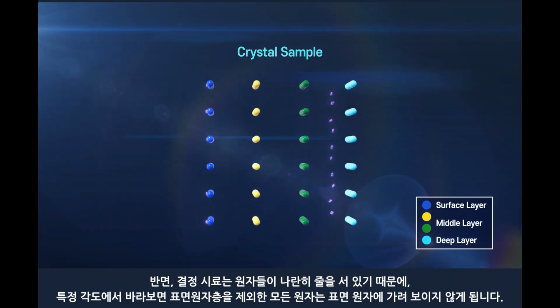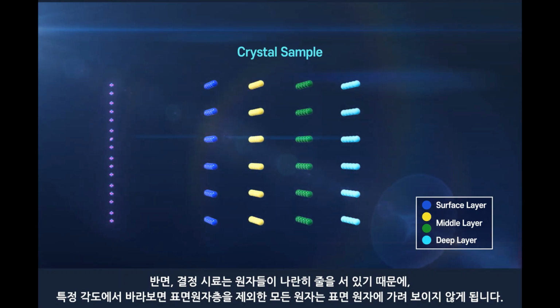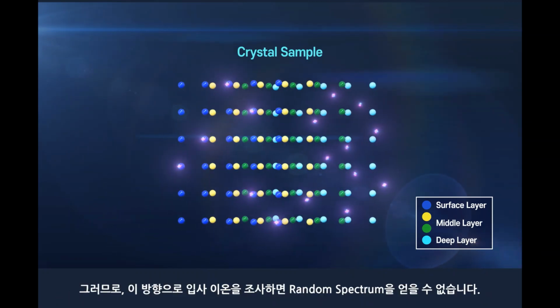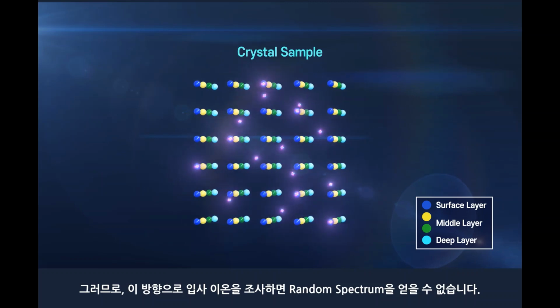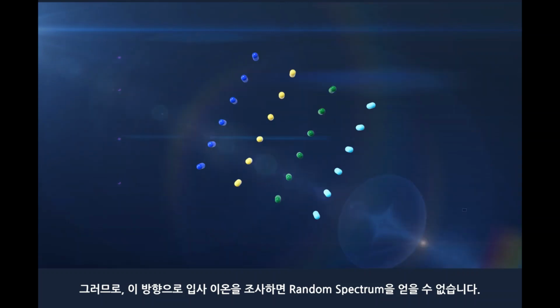In contrast, in crystal samples, the atoms are lined up side by side. Therefore, when viewed from a certain angle, all atoms except those in the surface atomic layer are hidden by the surface atoms. Therefore, a random spectrum cannot be obtained when irradiating the incident ions in this direction.